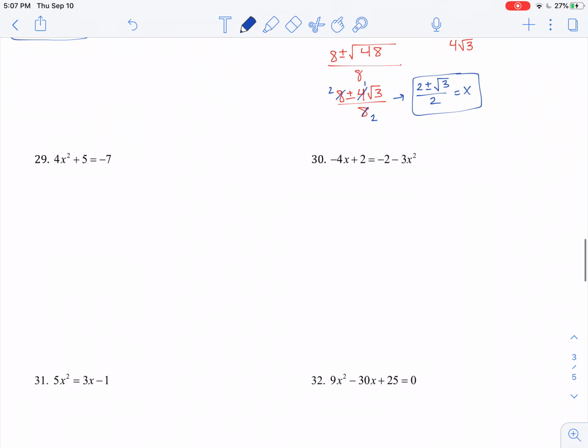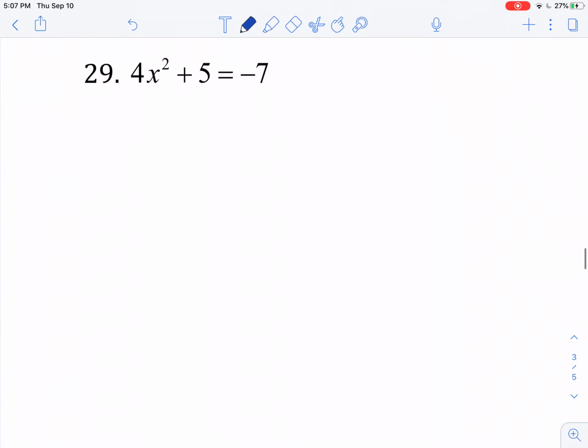All right, let's move on to number 29. So I've got 4x squared plus 5 equals negative 7. For this problem, I only see one x, so I'm going to use the square root method. I'm going to start by getting x squared by itself. So the first thing I want to do is subtract 5 because we do PEMDAS backwards. I get 4x squared equals negative 12.